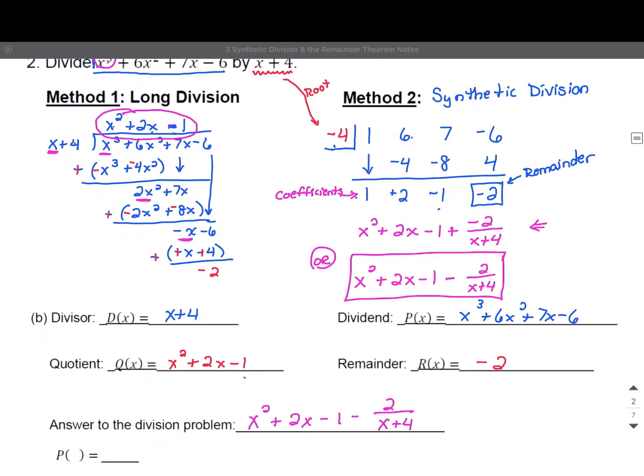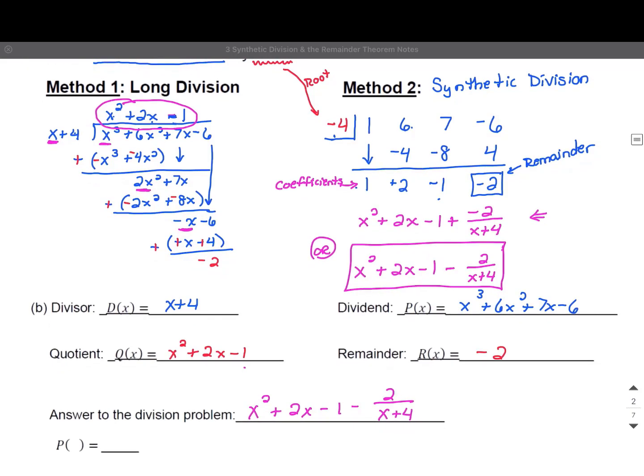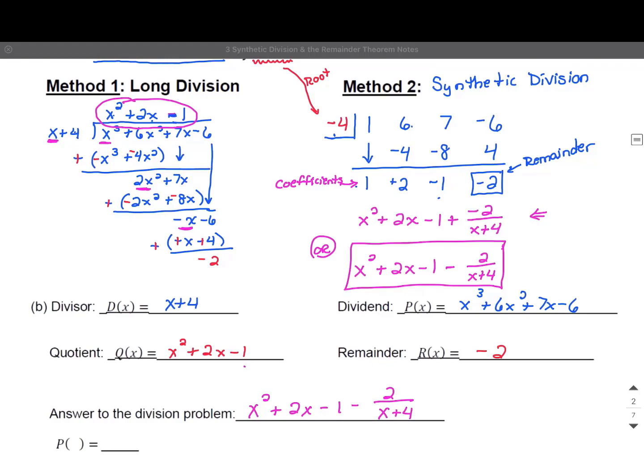Now there is one more thing I want to do here. I'd like to find, and I'm going to come back to the reason why, p of negative 4. Now notice p, that's the dividend. So we're going to put negative 4 into the dividend. That was the polynomial that we were dividing into.